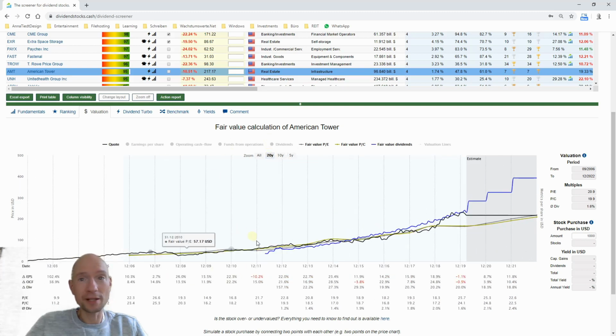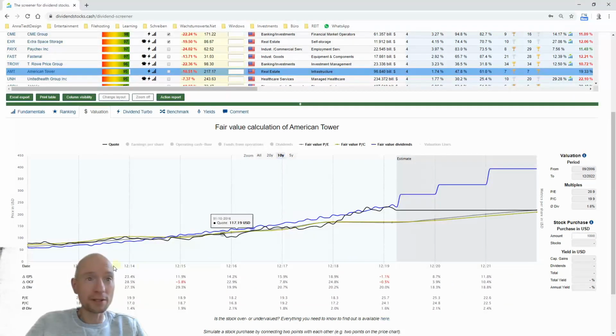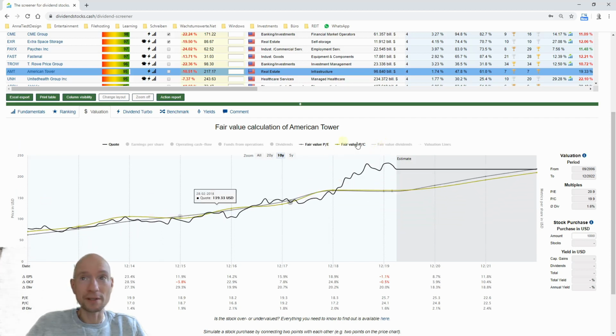You see here the black line. That's the historic stock price, and the current stock price is $217 US. Then we see these different fair values, which are all calculated. In parallel, you see that the stock price respects the calculated fair values. Let's get rid of the fair value based on dividends, because I just told you that it's not that interesting. It's one of the rare REITs where dividends might not be that interesting.